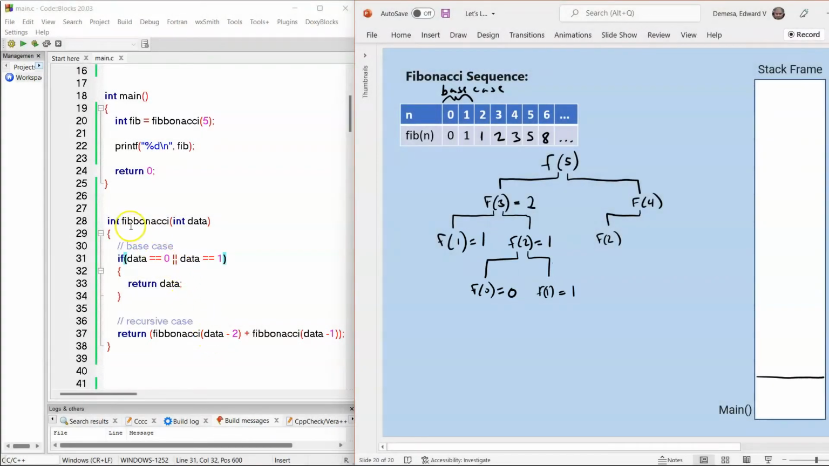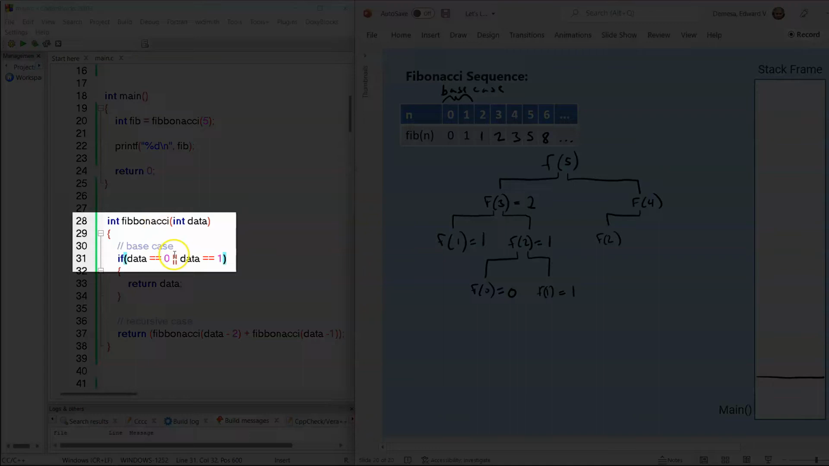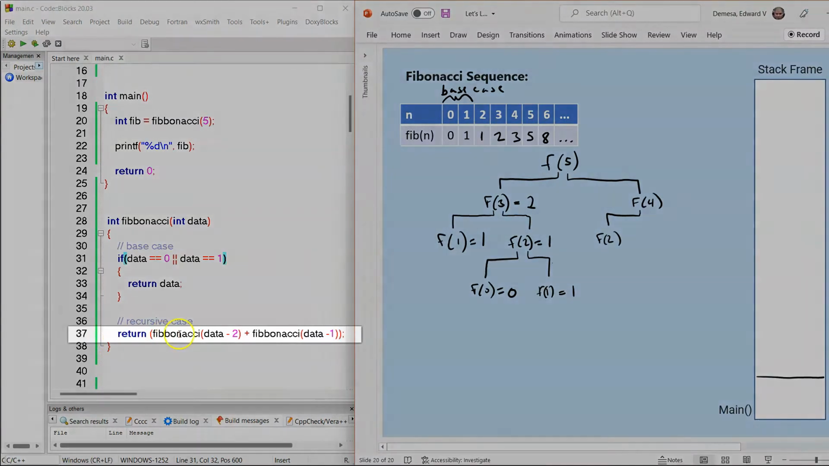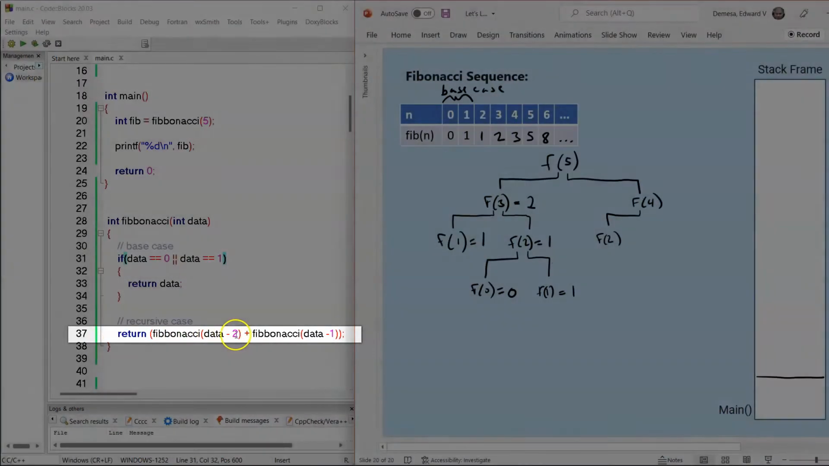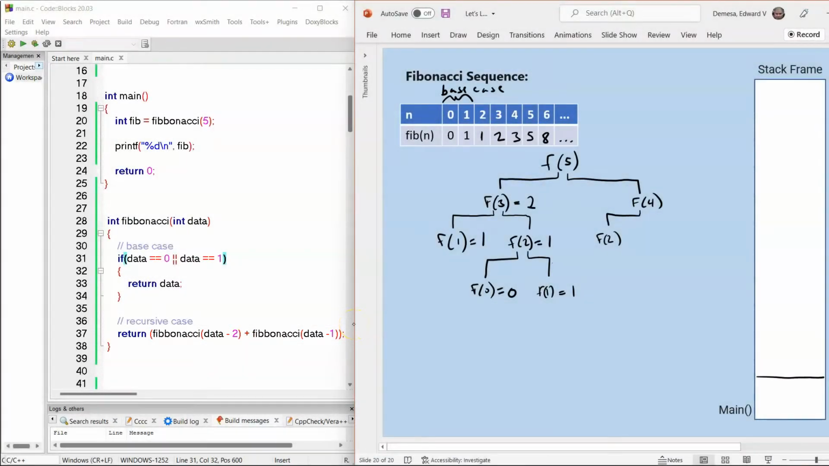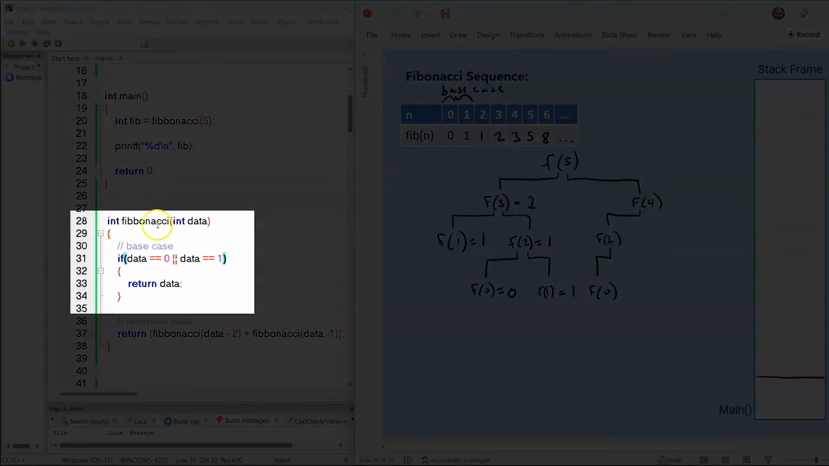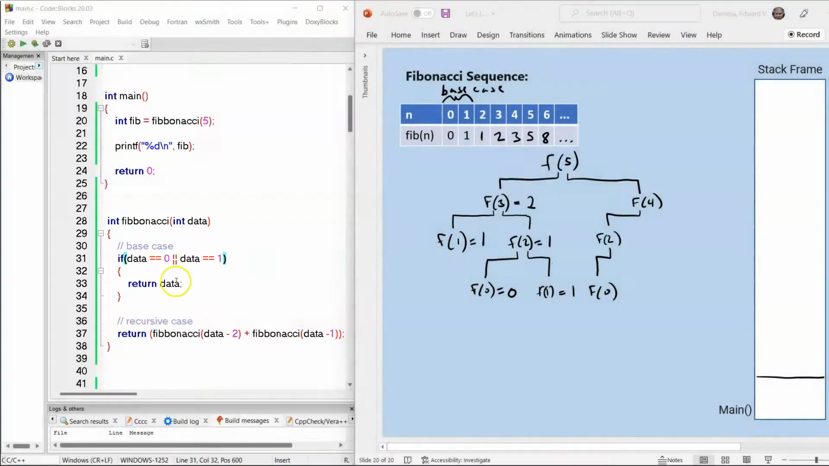So the compiler then goes to line 28, enters the function, and it checks, is 2 equal to 0 or equal to 1? The answer is no. It jumps to line 37, where f of 2 calls its first recursive call. 2 minus 2 is 0, so f of 0 is called. The compiler then jumps to line 28 and enters the function. Then it checks the condition on line 31, is 0 equals 0? The answer is yes, and so 0 is returned, so f of 0 is 0.